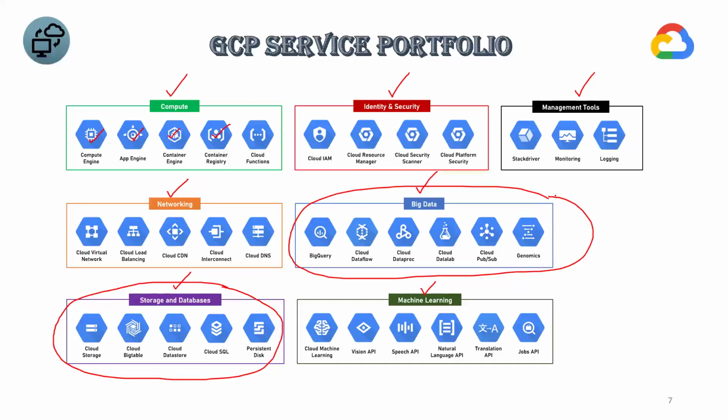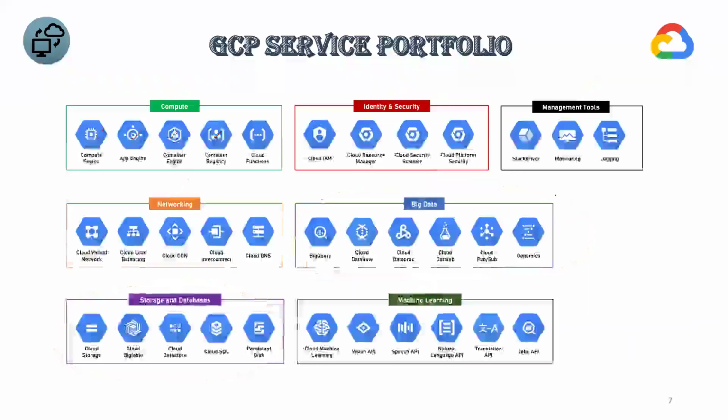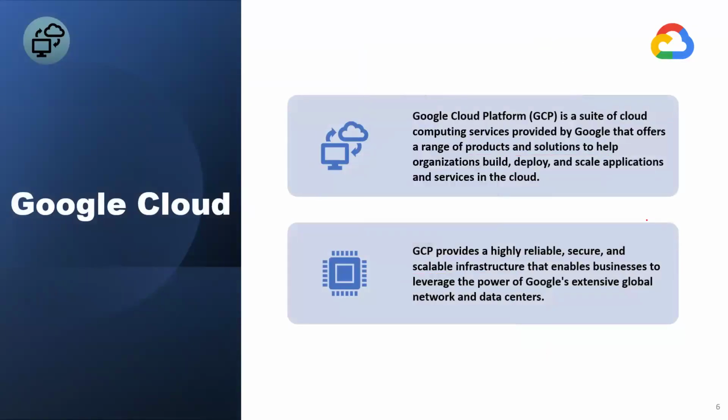So Google Cloud Platform is one of the leading cloud providers, which provides cloud computing services. These services are very useful for organizations to build, deploy, and scale applications and services in the cloud. I have listed a few of the services here, guys, so that you get some idea. So this is what Google Cloud Platform is. Does anyone have any questions? Okay, I think that is clear.